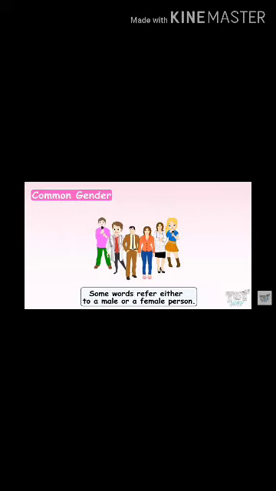You can see there are so many professions. See how many you can find in the picture. There are so many professions in which male and female both work, and they are called by the same word, like doctor, engineer, artist. So an artist can be a male or female too. So this is your common gender, which is common to both.